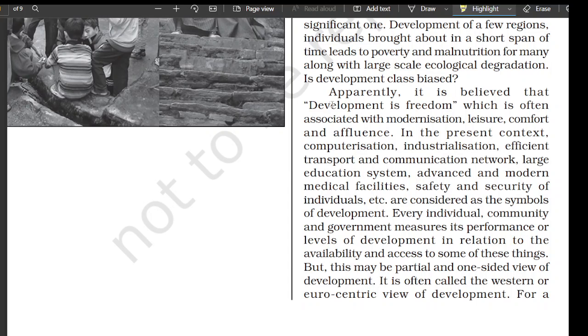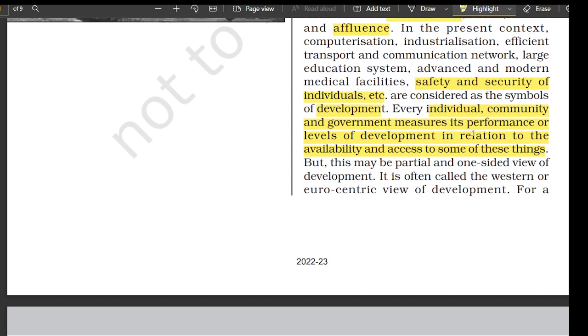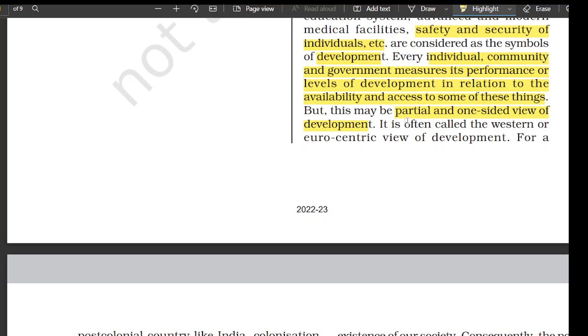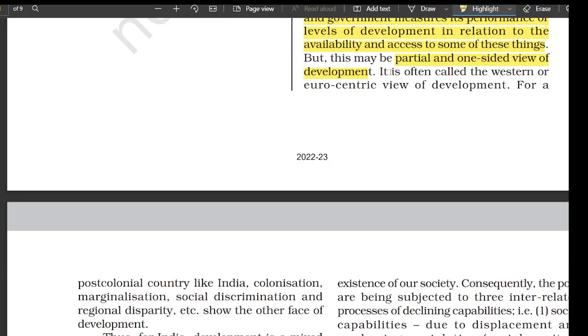Apparently it is believed that development is freedom, which is often associated with modernization, leisure, comfort and affluence. In the present context, computerization, industrialization, efficient transport and communication network, large education system, advanced and modern medical facilities, safety and security of individuals, etc., are considered as the symbols of development. Every individual, community, and government measures its performance or levels of development in relation to the availability and access to some of these things. But this may be a partial and one sided view of development. It is often called the Western or Eurocentric view of development.